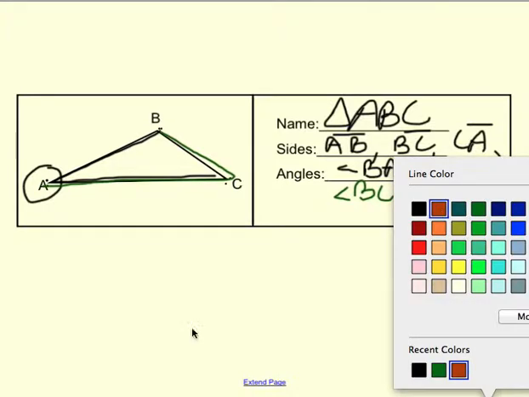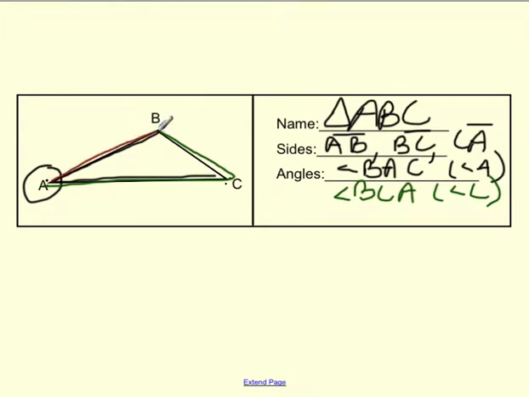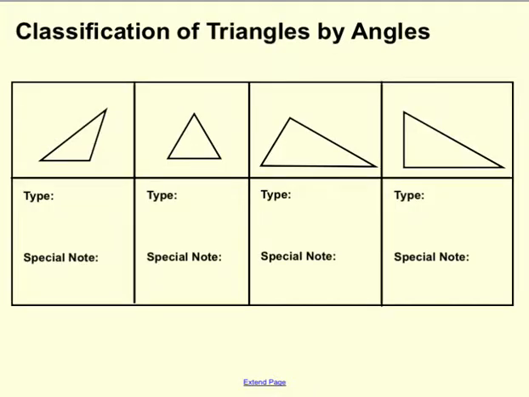Last but not least, we could also look at angle ABC, or we could just name it by its middle letter, or vertex, which would be angle B. So you can just name it by the vertex, but you will see some where all 3 letters are written. Now let's take a look at this type of triangle.